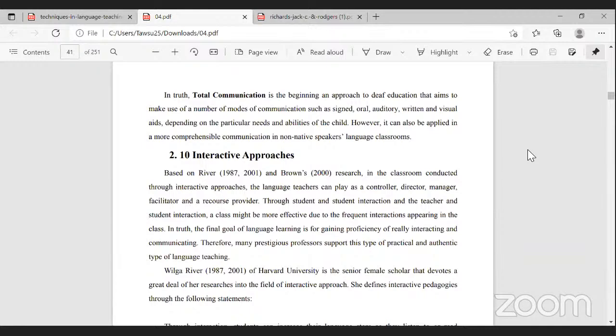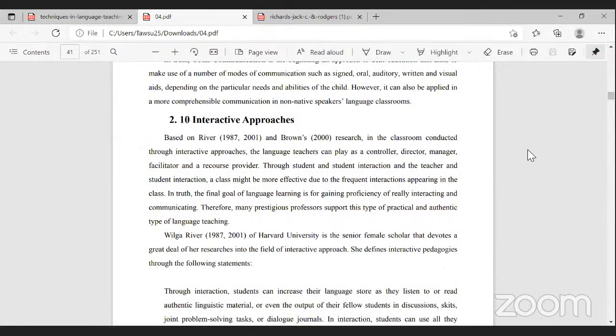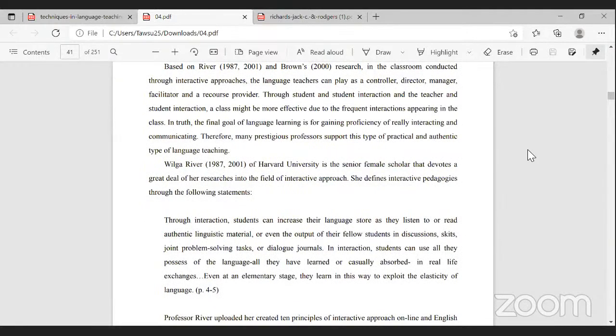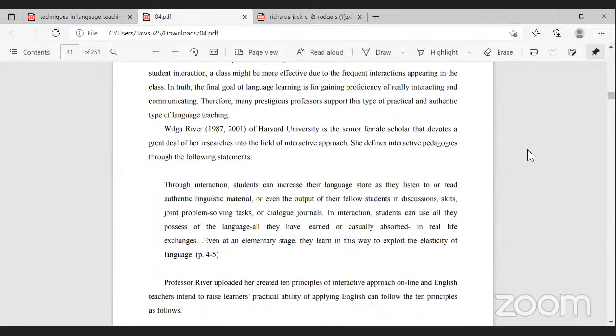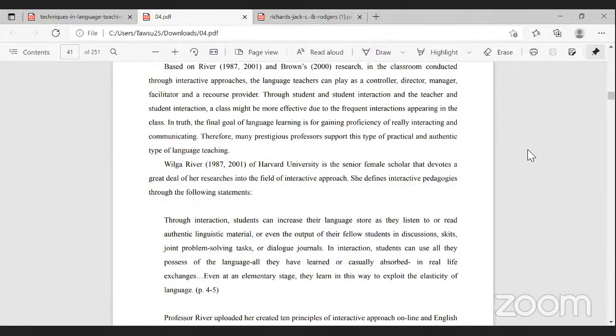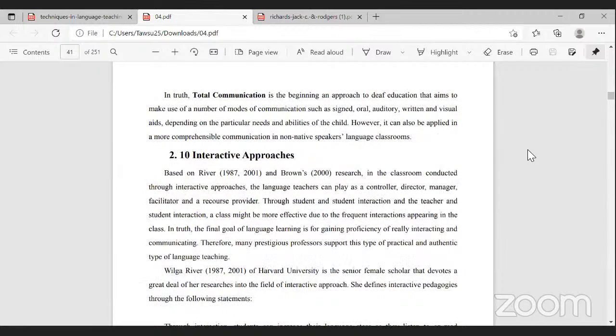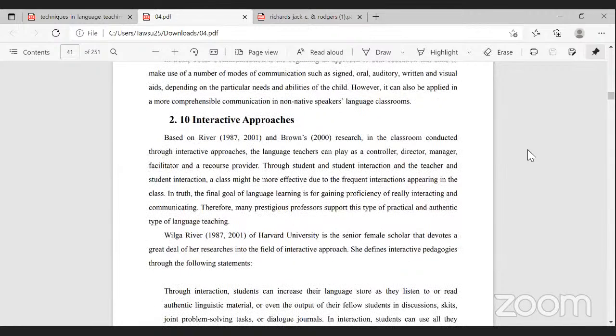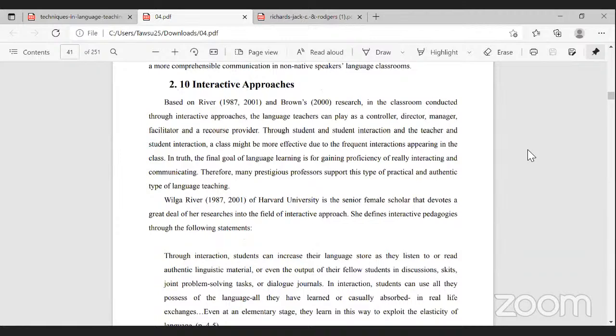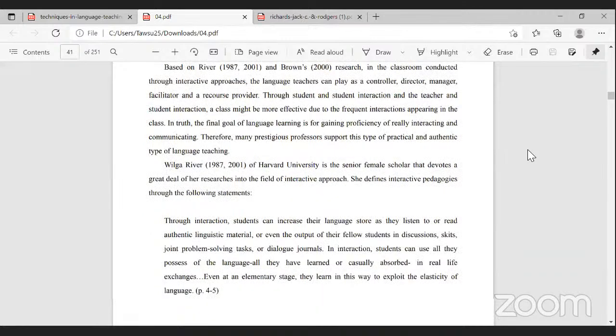So these pages talk about the interactive approach. I was talking about Wilga Rivers, in 1987 to 2001, of Harvard University. She is a female scholar, and the other was Brown. They developed this research, which talked about the interactive approach. So what does she say? Let us look at the text and see what they have said.